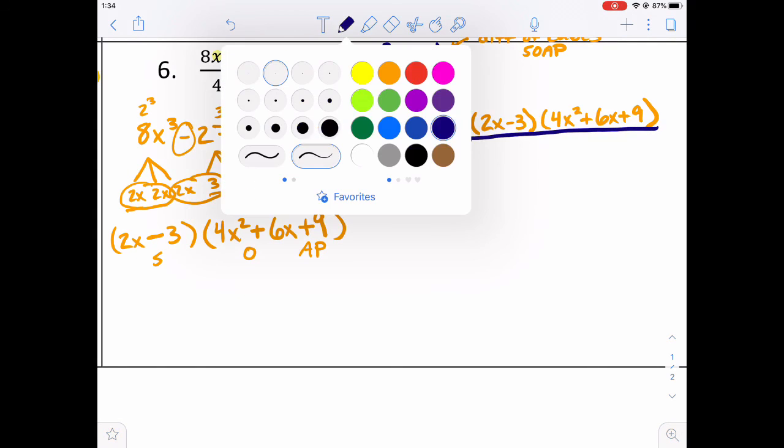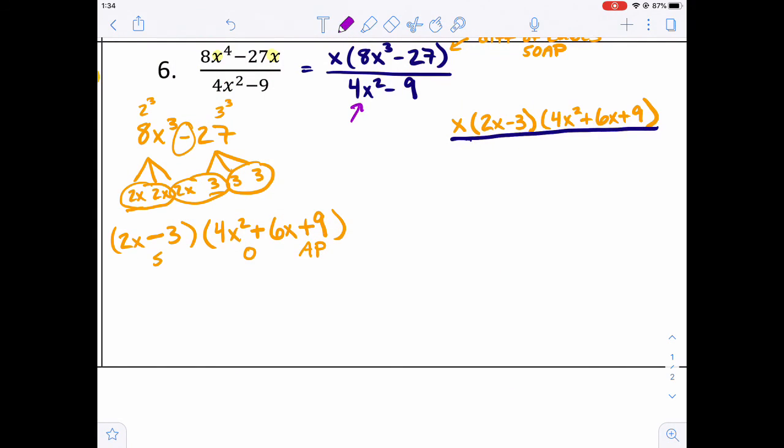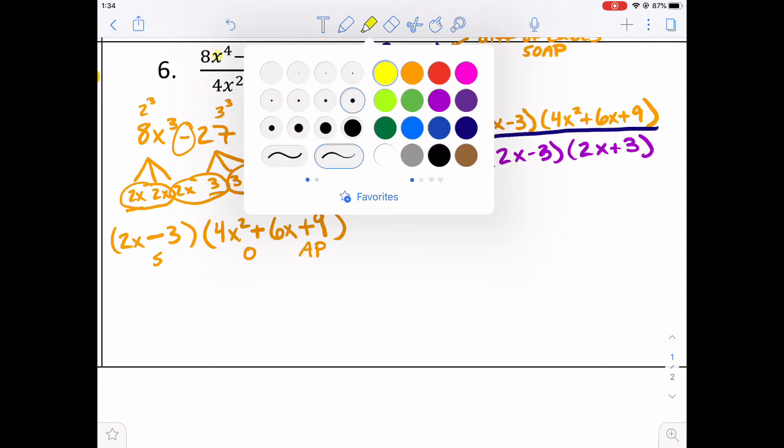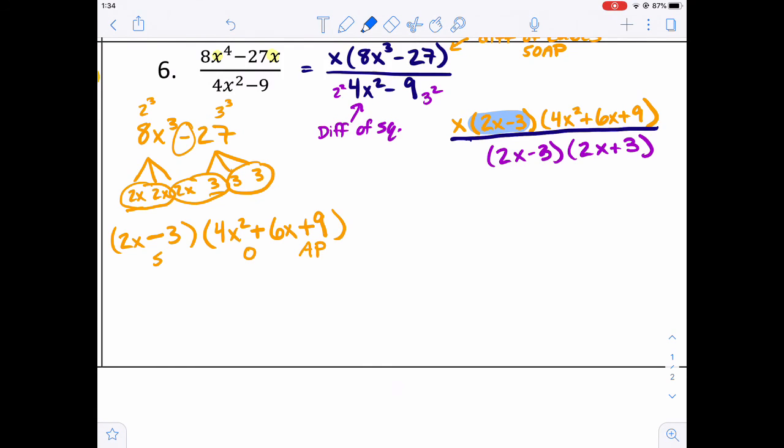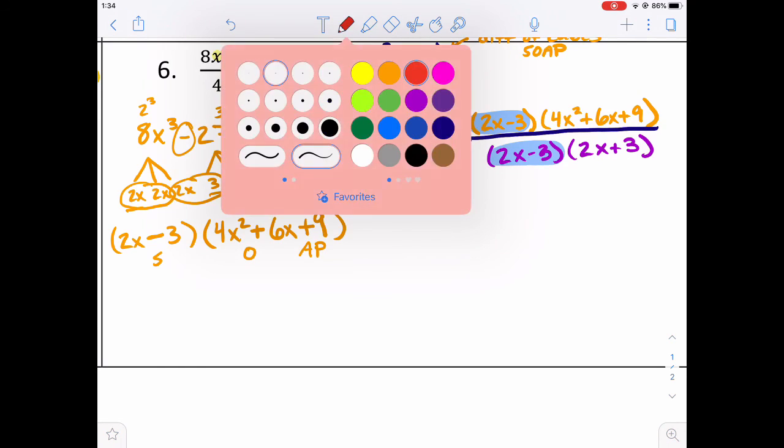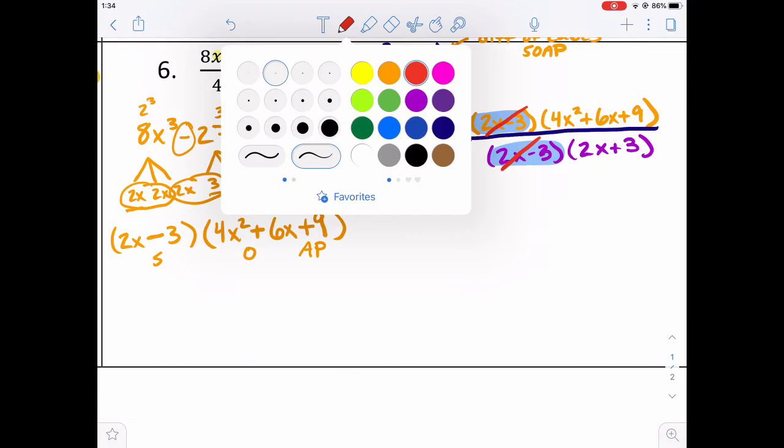All right, let's see what we can do with our denominator. What do we got here? Well, this is a square binomial. 4 and 9 are also squares, so this is a difference of squares. 4 is 2 squared, 9 is 3 squared, and so this is just 2x minus 3, 2x plus 3. Do we have any common factors? We do. 2x minus 3 is on the top and bottom. They're going to cancel each other out to be 1.